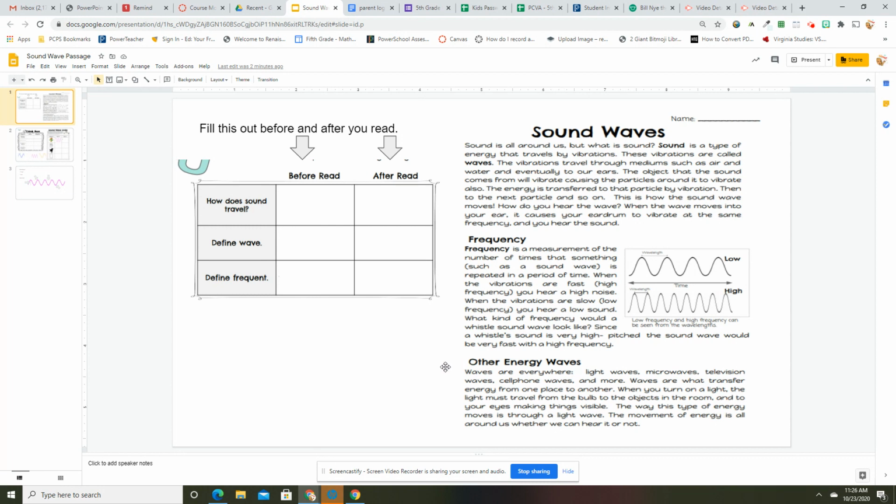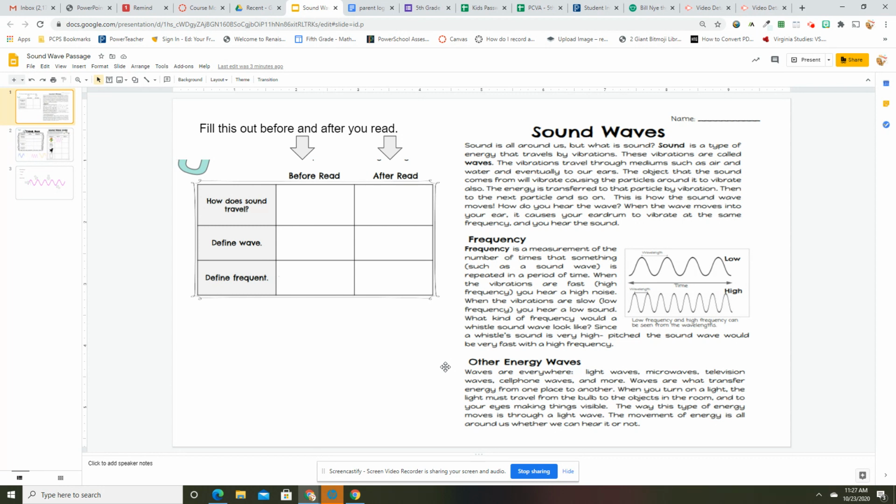Other energy waves. Waves are everywhere. Light waves, microwave, television waves, cell phone waves, and more. Waves are what transfer energy from one place to another. When you turn on a light, the light must travel from the bulb to the objects in the room, and then to your eyes, making things visible. The way this type of energy moves is through a light wave, which we'll talk about next week. The movement of energy is all around us, whether we can hear it or not.